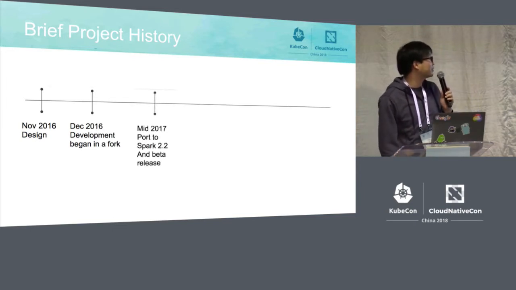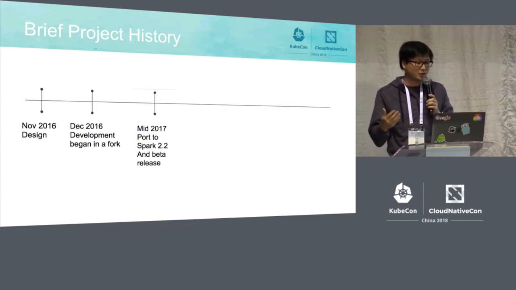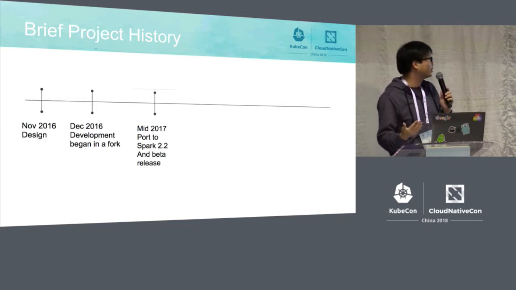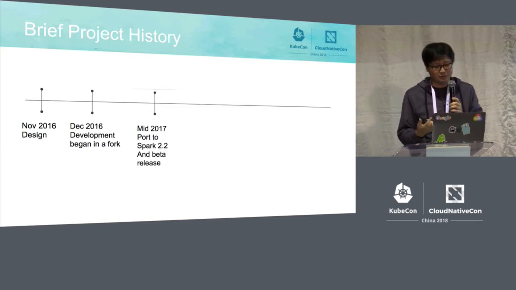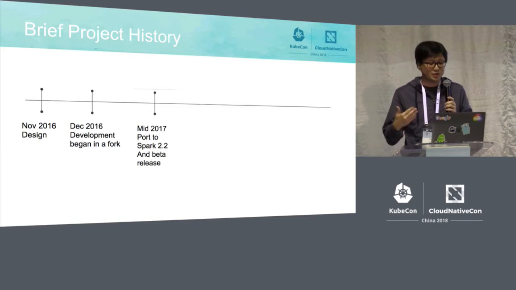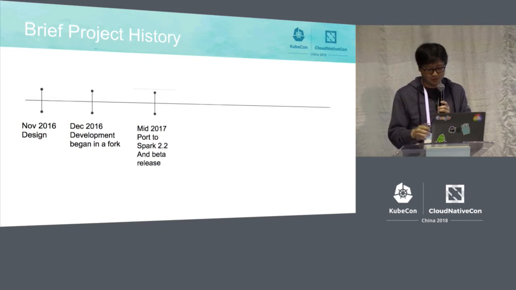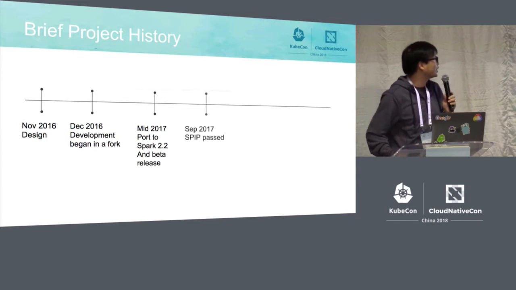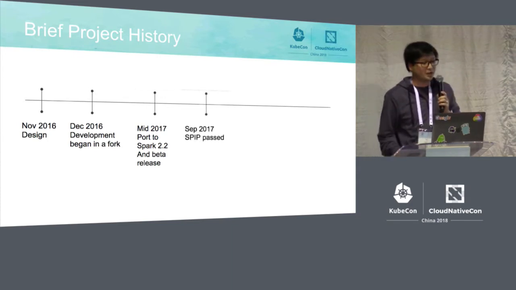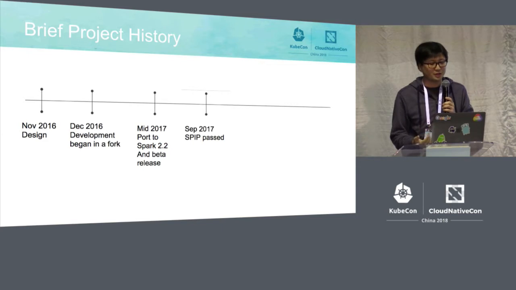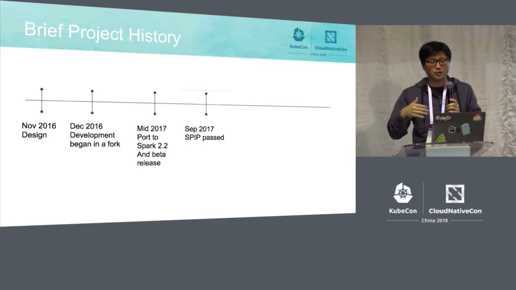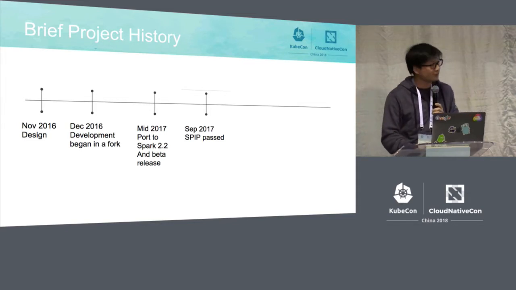In mid 2017, we ported all the work from Spark 2.1 to Spark 2.2, but it's still in a fork. And we did a beta release, so people can actually get a sense of what that really was, and also gave us feedback on issues. In September 2017, the SPIP, which stands for Spark Project Improvement Proposal, passed. That means we could start porting the work we did in the fork to the main Spark repo.